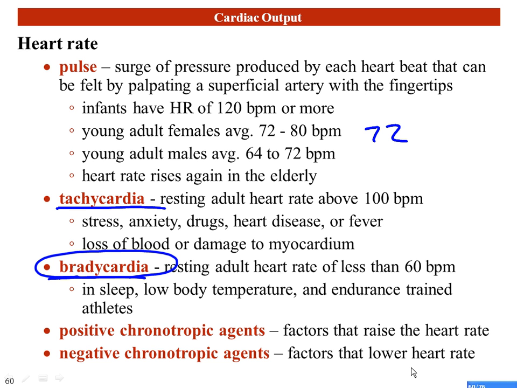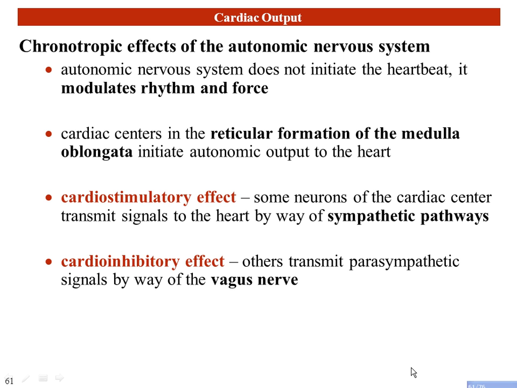Now, anything that increases heart rate is a positive chronotropic agent. Anything that decreases it is a negative chronotropic agent. So we look at, first of all, where heart rate is regulated. Heart rate can be regulated by the autonomic nervous system. I do want to emphasize the autonomic nervous system does not initiate the heartbeat, it just modifies it. The SA node is what's going to initiate the heart rate here.